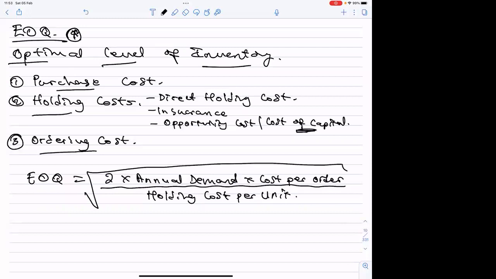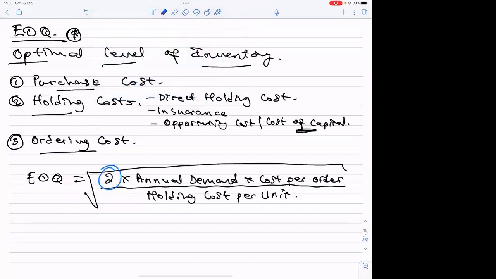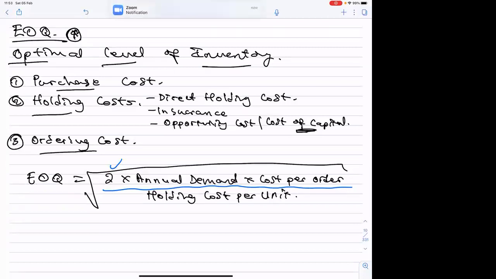Are we together? So it will be 2 multiplied by annual demand, multiplied by the cost per order, divided by the holding cost per unit. Let's analyze the formula that we have been given. The first thing that we look at is the 2. The 2 is simply a constant. Are we together? We don't have to worry about the 2. You just know that it's a constant.